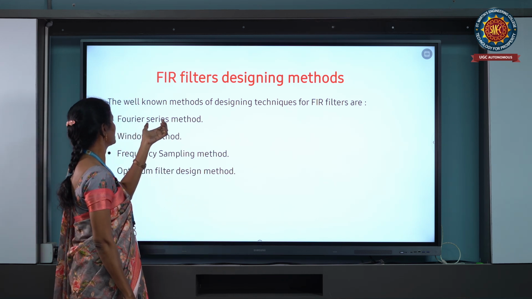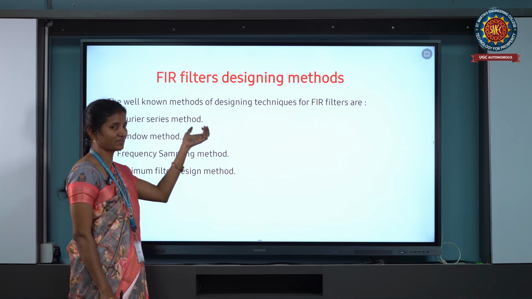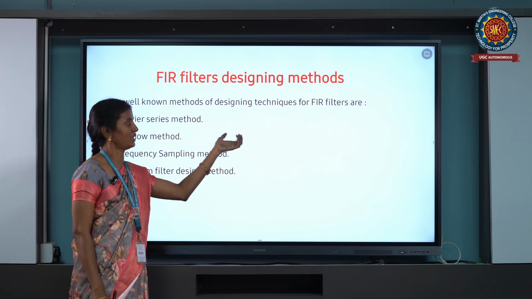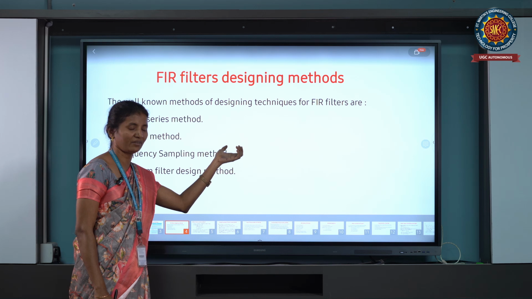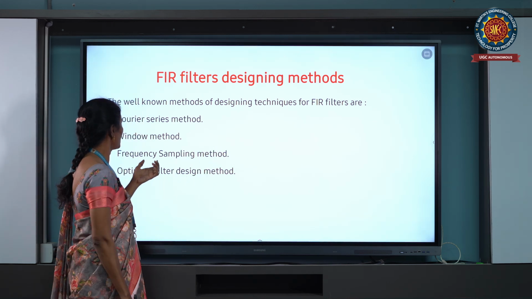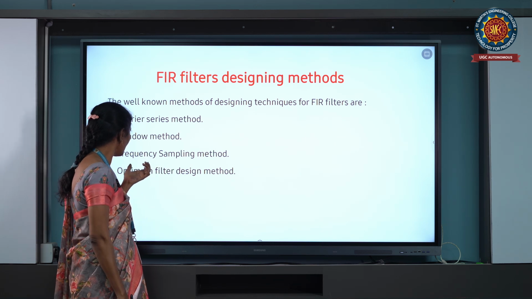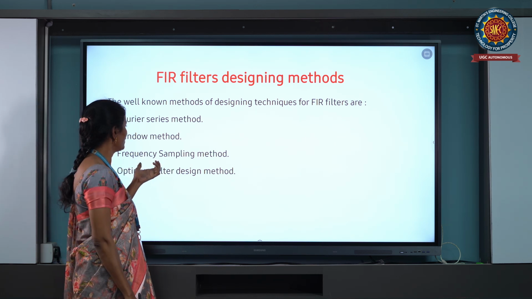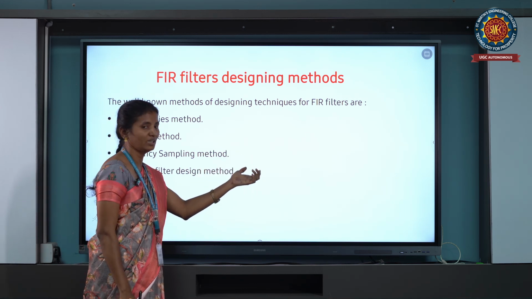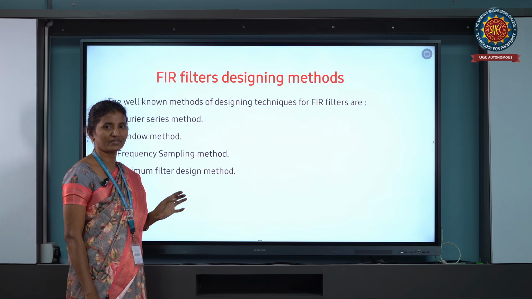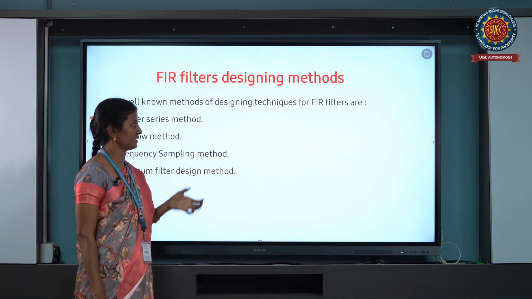In the Fourier series method, we have to apply the inverse Fourier transform to the desired frequency response. In the window sequence method, the desired frequency response is multiplied with the window sequence. In the frequency sampling method, we have to apply the inverse DFT to the desired frequency response. Finally, we get H of Z.